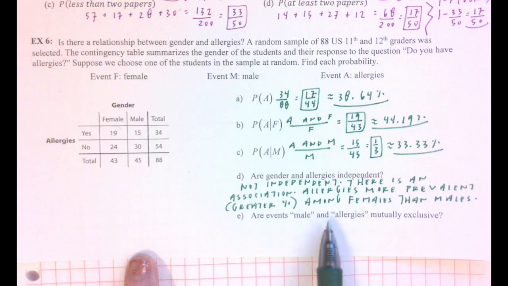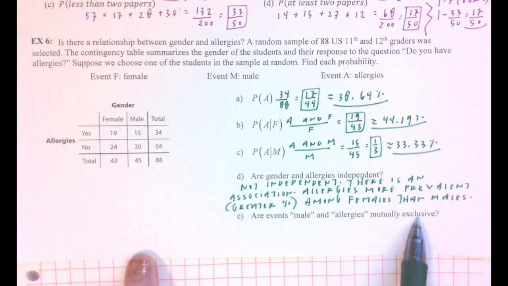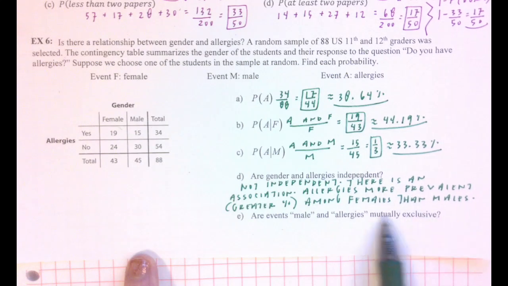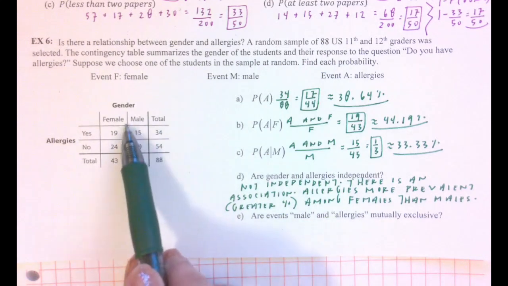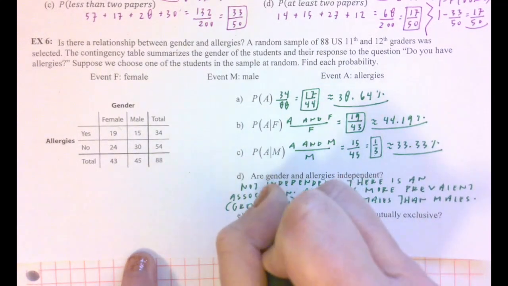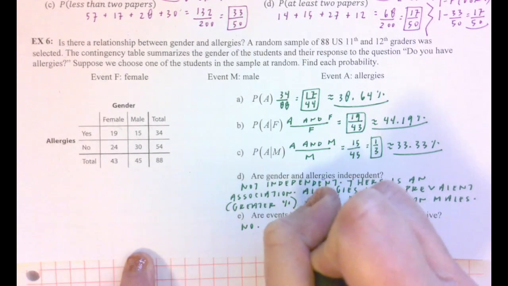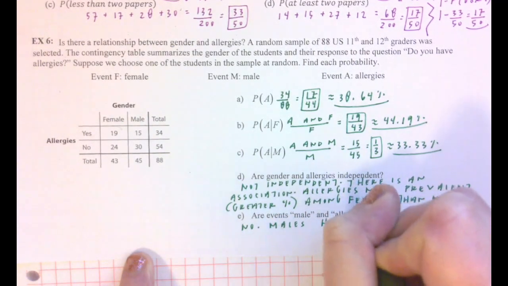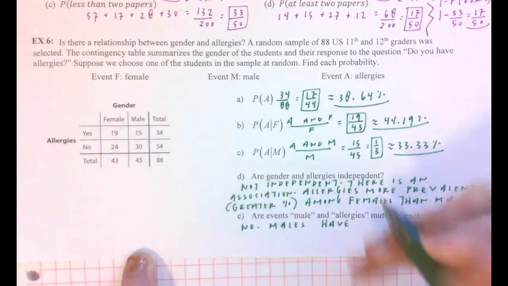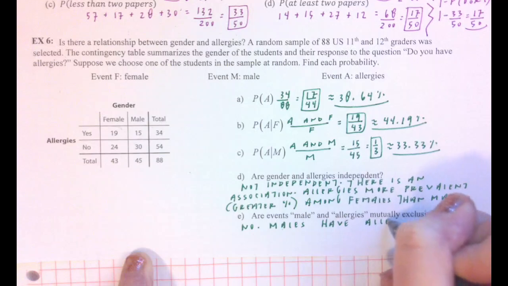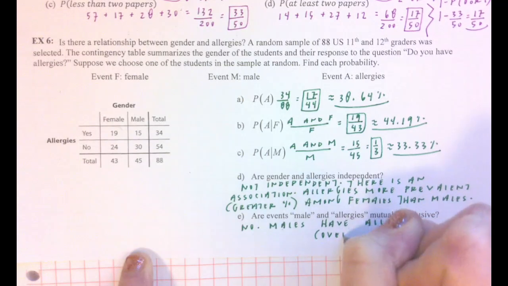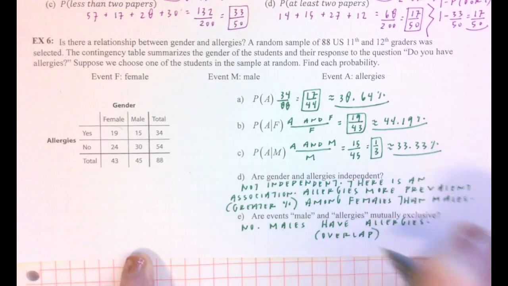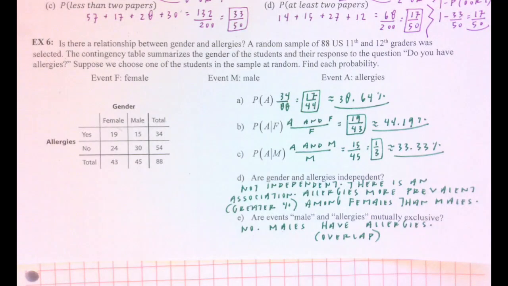Lastly, are events male and allergies mutually exclusive? If they are mutually exclusive, there should be no overlap between them, but there is. We have males with allergies right there. So we're going to have to say no. Males have allergies. There were 15 in our group right there. There is overlap between these two events. So not mutually exclusive.